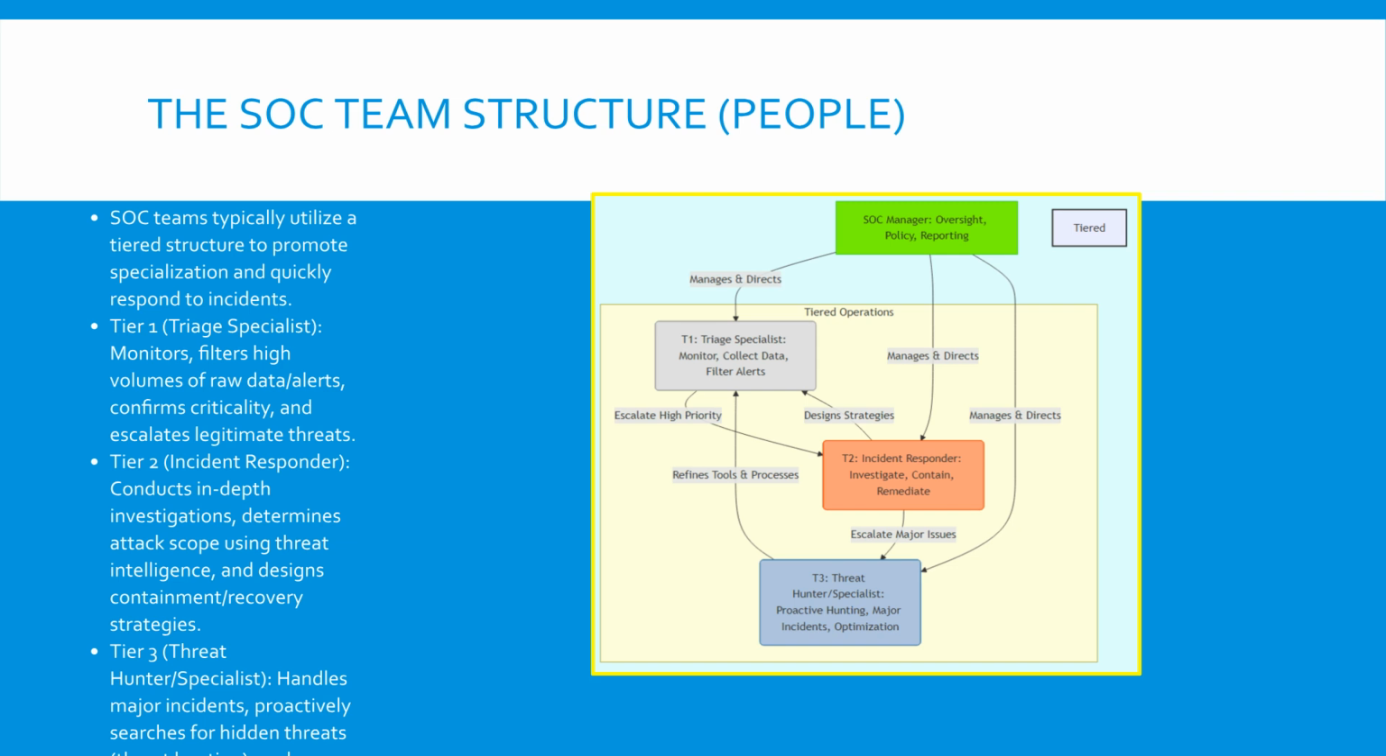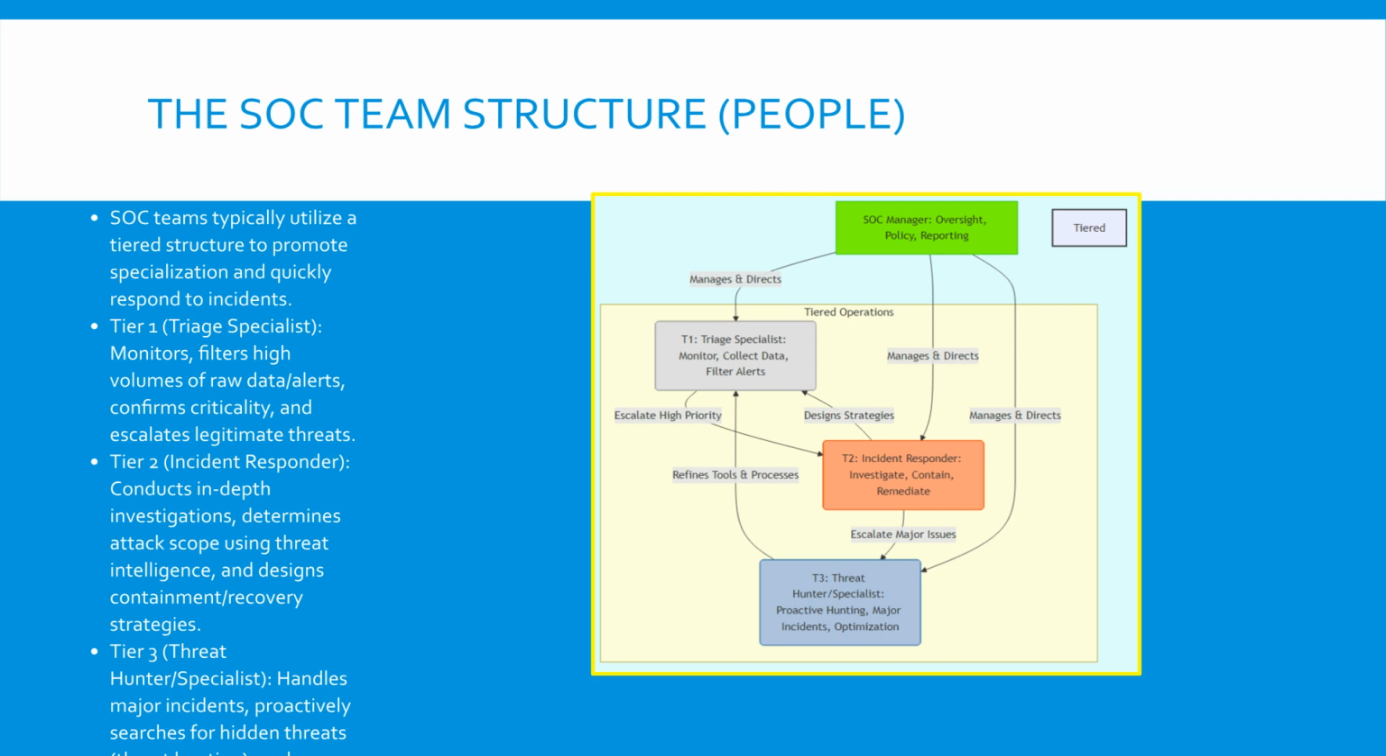The Tier 2 incident responder takes over high-priority incidents. They perform a deep dive investigation, using threat intelligence to understand the attack's scope. They are responsible for designing the immediate response, focusing on containing the threat and recovering affected systems. The most experienced team members are often the Tier 3 threat hunters, or specialists. They proactively search for hidden threats that bypassed initial defenses. This is called threat hunting. They also handle the most severe incidents and suggest how to improve the overall security tools and procedures.